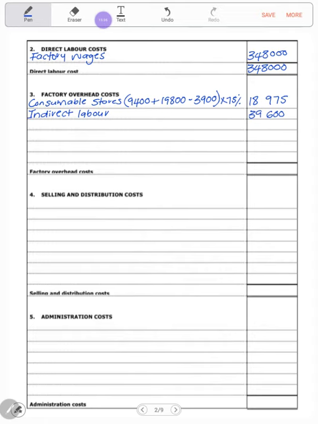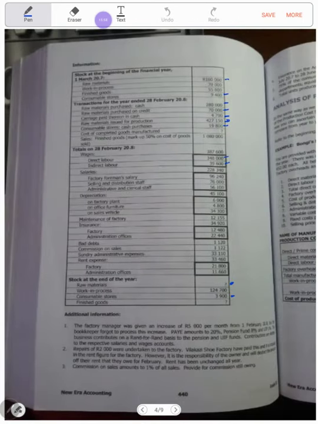Then we have salary for the foreman. A foreman is a supervisor, someone who is managing the people who work in the factory, making sure that they are doing things accordingly. So the salaries for the factory foreman was 96,240.